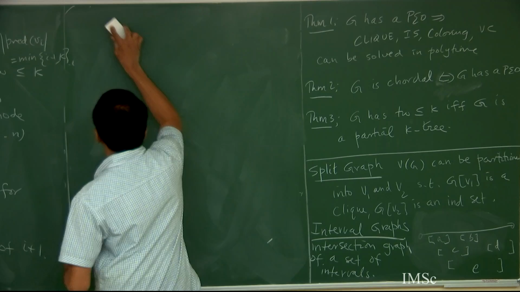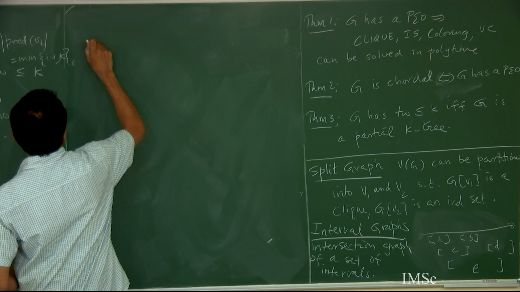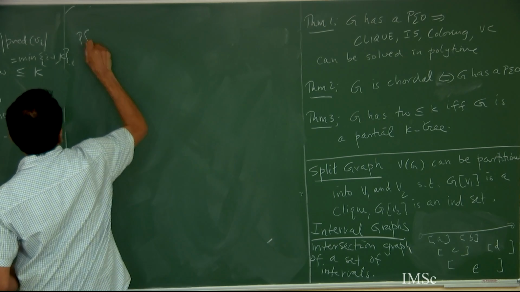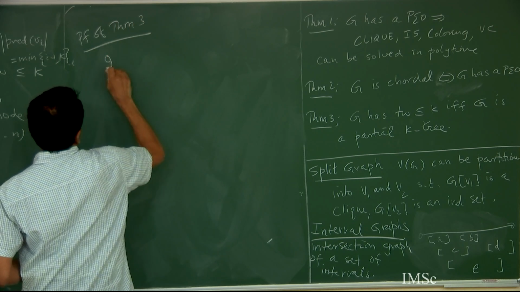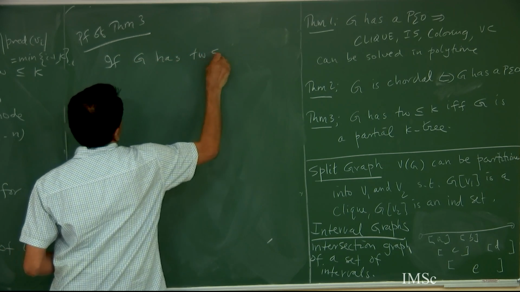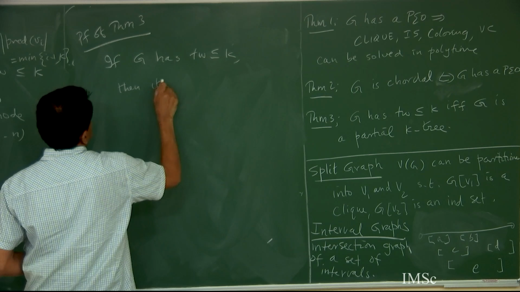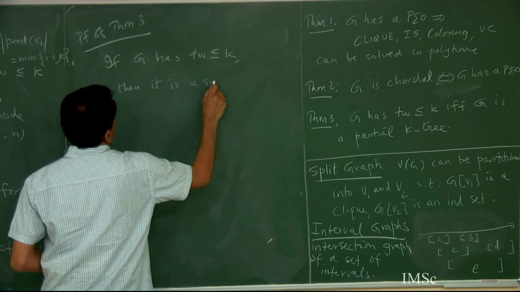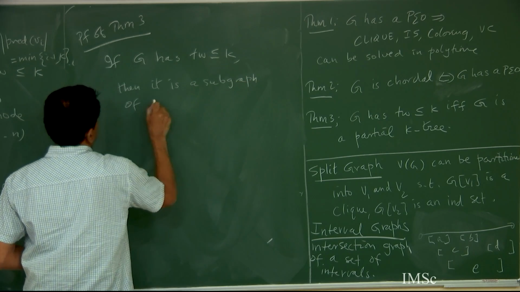So this will have a similar flavor. So if G has tree width at most k, then it is a subgraph of a k-tree.